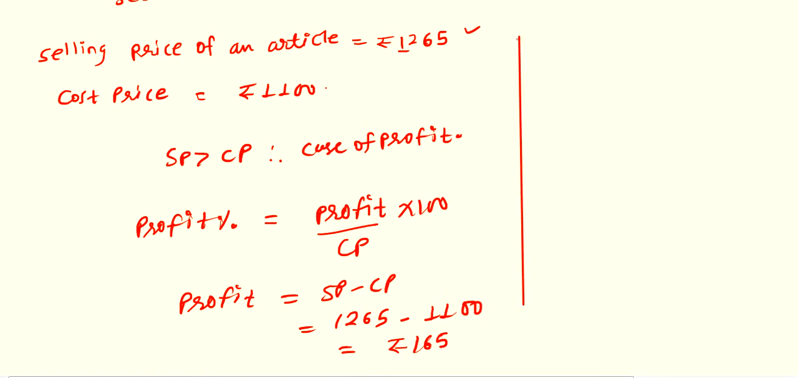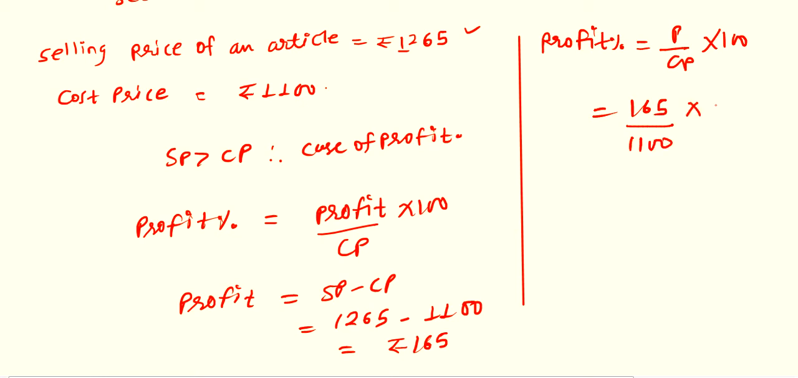Now profit percent we have to find. So profit percent equals profit upon CP into 100. So profit is 165 divided by CP, CP is 1100, into 100. Cancel the zeros, 0 0 then 0 0. 165 upon 11. So 11 1 ja 11, 5 remaining, 5 will become 55, 11 5 ja 55. So 15% is the required profit.